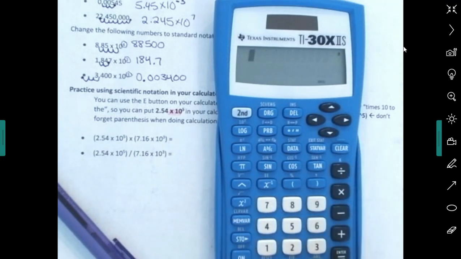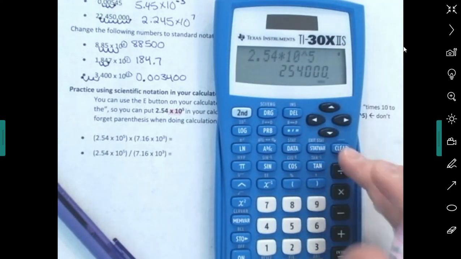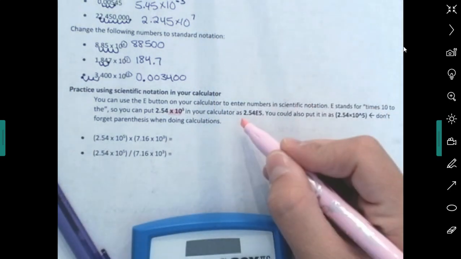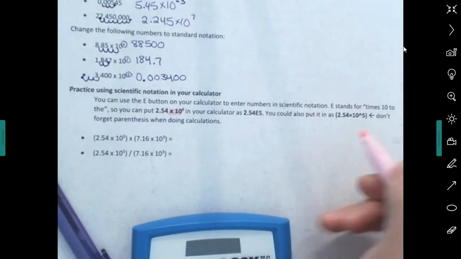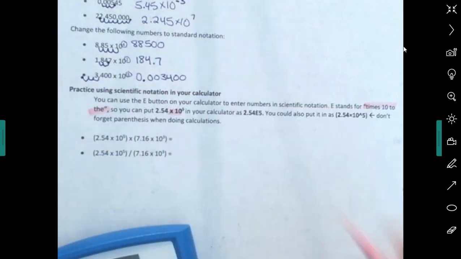You could also do it like this, 2.54 times 10 to the 5th. Like that. You get the same thing. The problem is with this, you often need to put it in parentheses if you're doing a calculation with it. Okay? So I want to emphasize, I have that all written out here. E takes the place of times 10 to the.